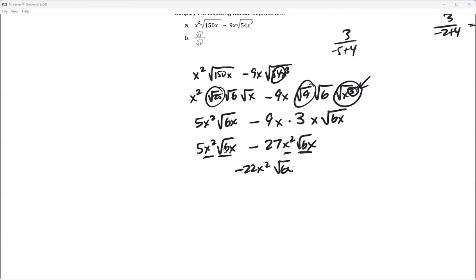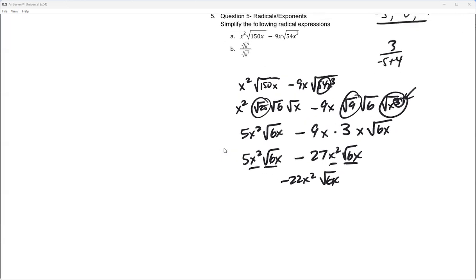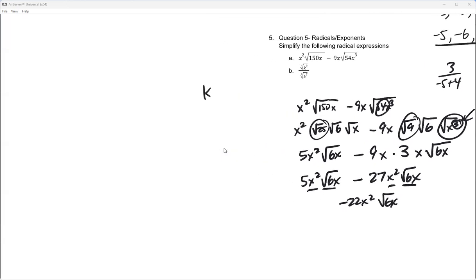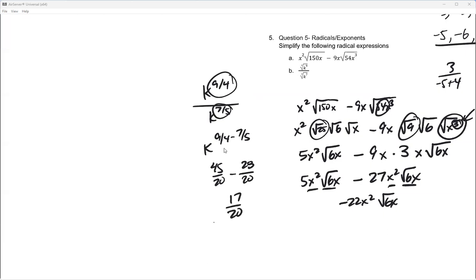All right. For letter B, I would put it in fraction form. So it'd be k^(9/4) over k^(7/5). And when you're dividing, you're subtracting the exponents. So it'd be k to the 9/4 minus 7/5. The common denominator is 20. So it would be 45 up top here, and then 28, so it'll be 17 over 20, so k to the 17/20 power. All right.